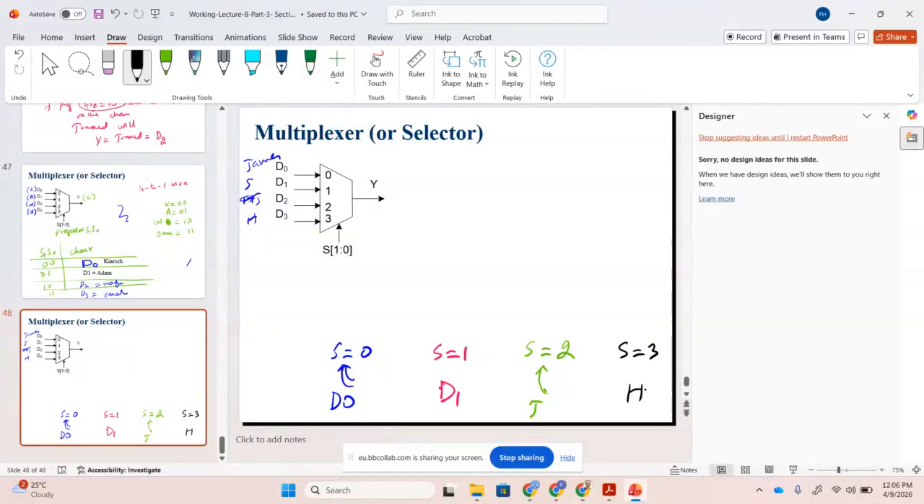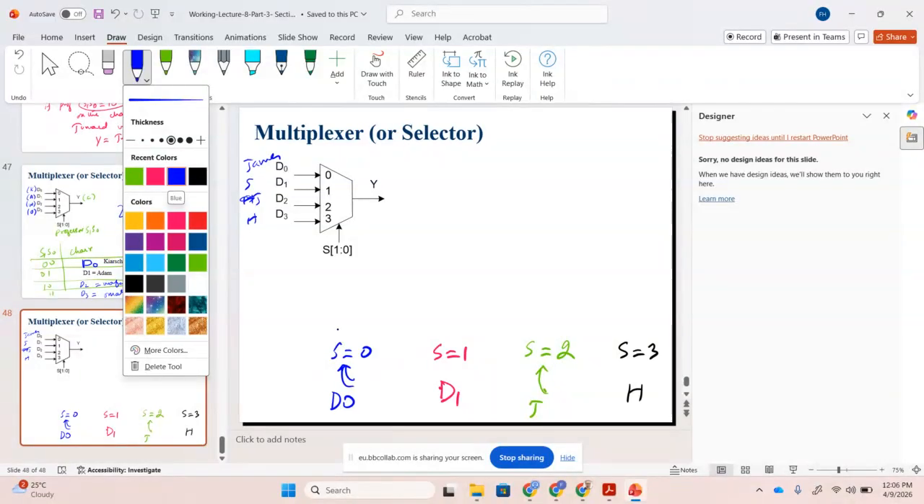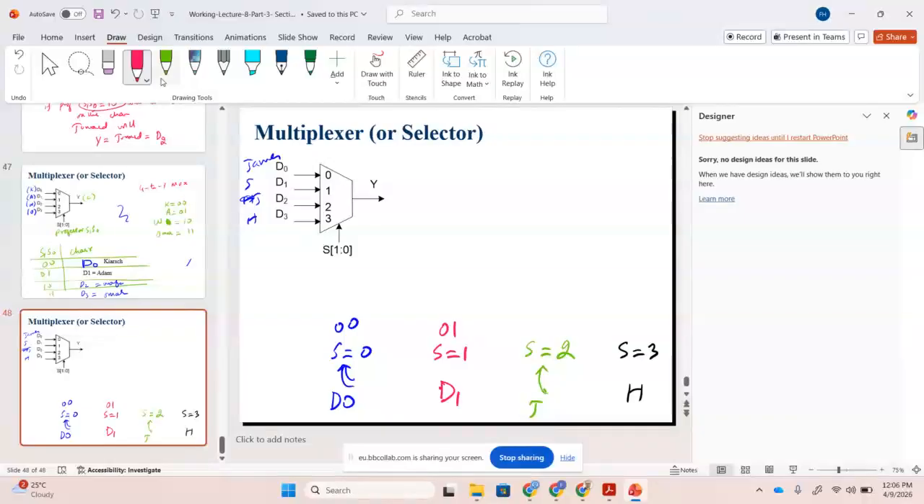Hamad. Okay, now we look at the code for each. The code for S equal to 0 is 0 0. For S equal to 1 it is 0 1. For S equal to 2 it is 1 0. For S equal to 3 it is 1 1. Got it or not got it? Any question? Clear?